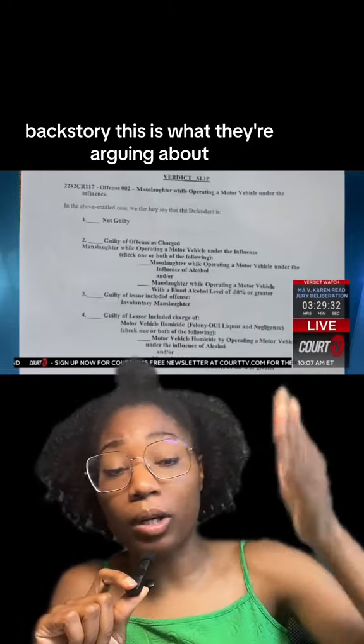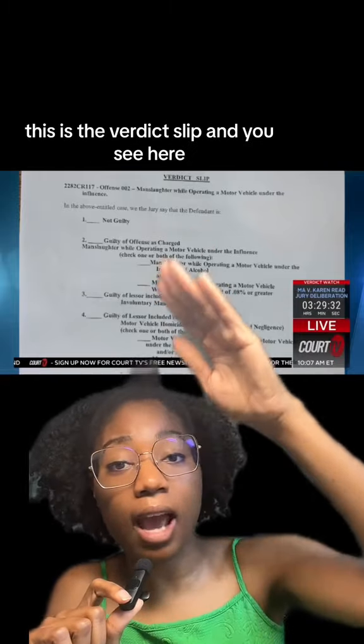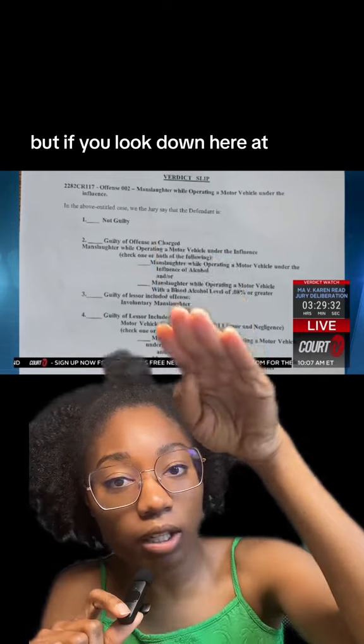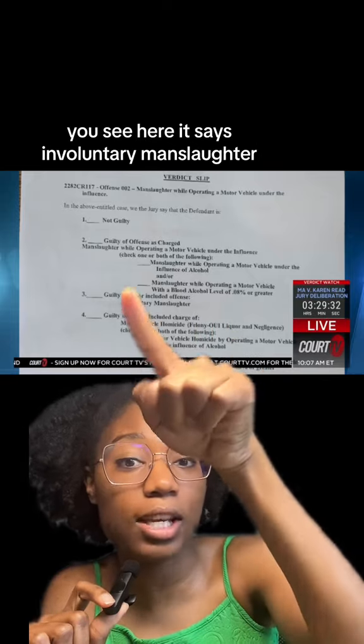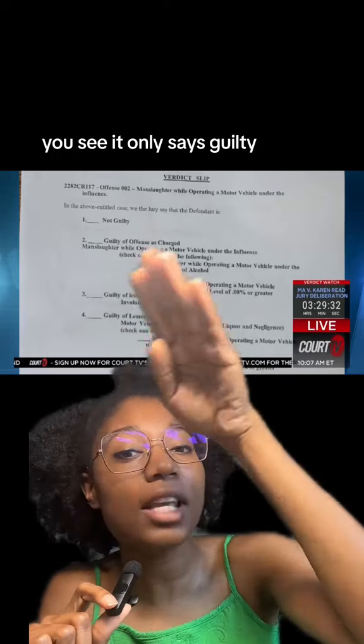Backstory, this is what they're arguing about. This is the verdict slip. And you see here, it has all these offenses. But if you look down here at 3, 4, for example, these are lesser included offenses. You see here, it says involuntary manslaughter. You see, it only says guilty.